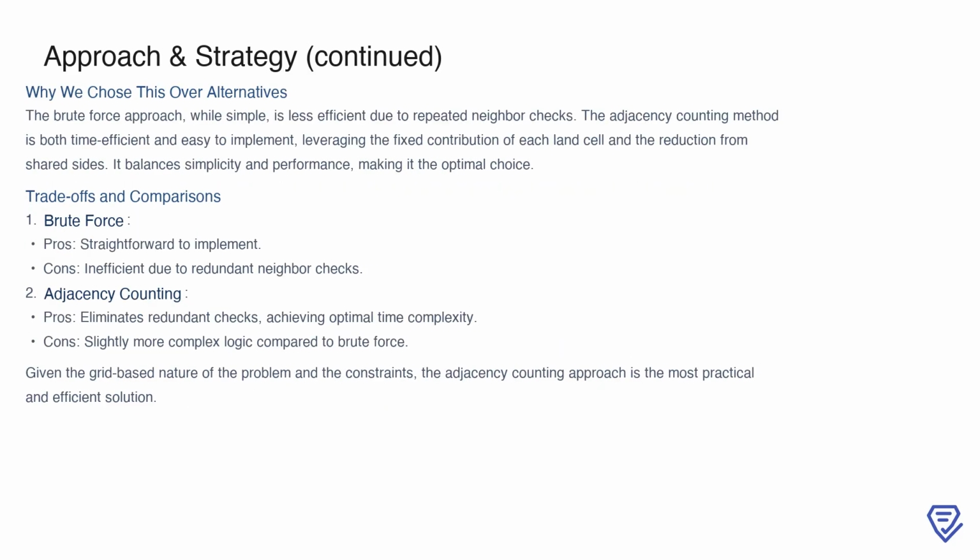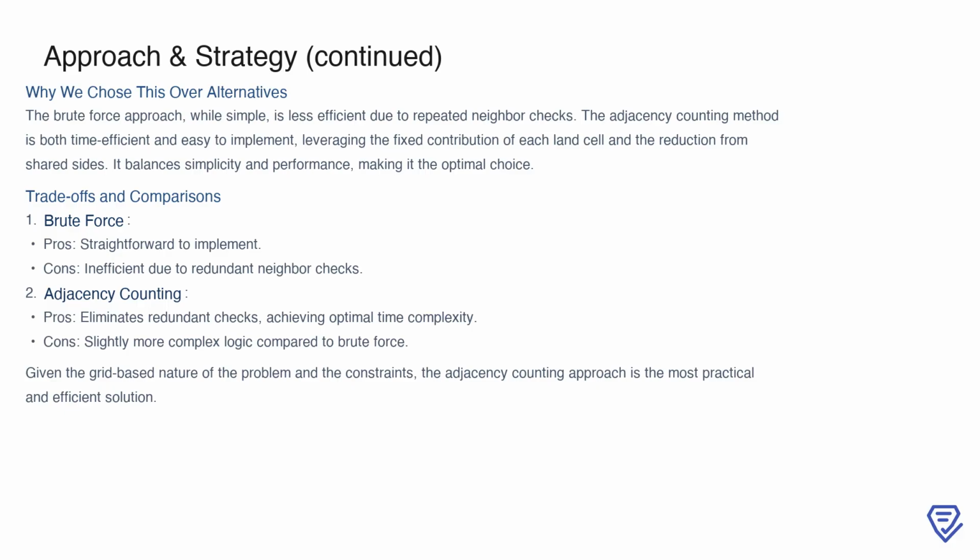When deciding on the best approach, we chose adjacency counting over brute force for several reasons. While the brute force method is straightforward and easy to code, it is far less efficient because of its redundant neighbor checks. On the other hand, adjacency counting eliminates these redundancies by leveraging the fixed contribution of each land cell and adjusting for shared sides in a systematic way. This makes it both time efficient and relatively simple to implement.